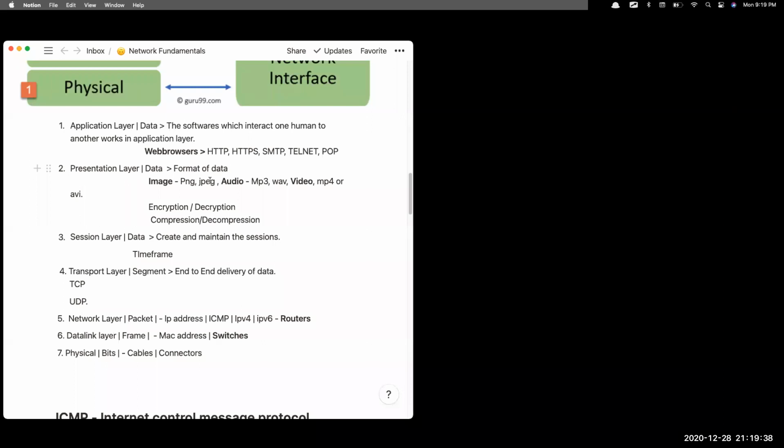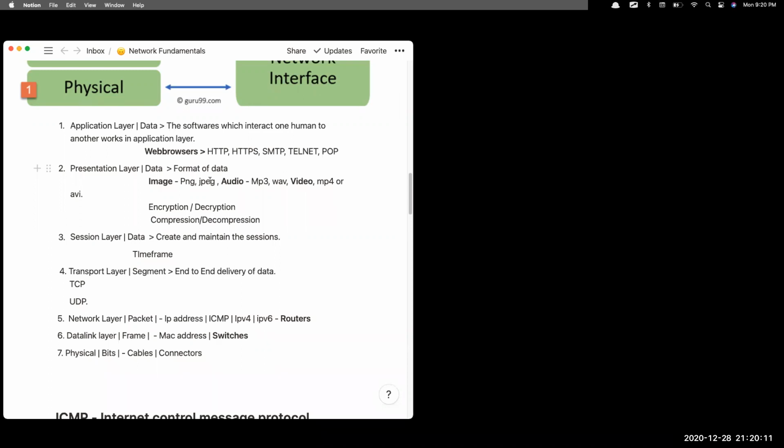Now we have another layer, that is the session layer, which creates and maintains the session within a time frame. Like if you are opening any bank website, it takes around 10 minutes to log out automatically, because that is a time frame which is created with the session sockets or session programming. So this session layer, you can remember, is responsible for creating and maintaining the sessions.